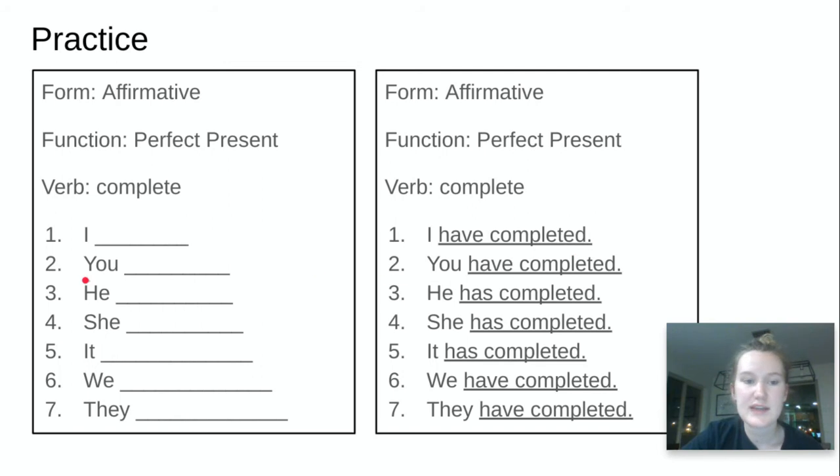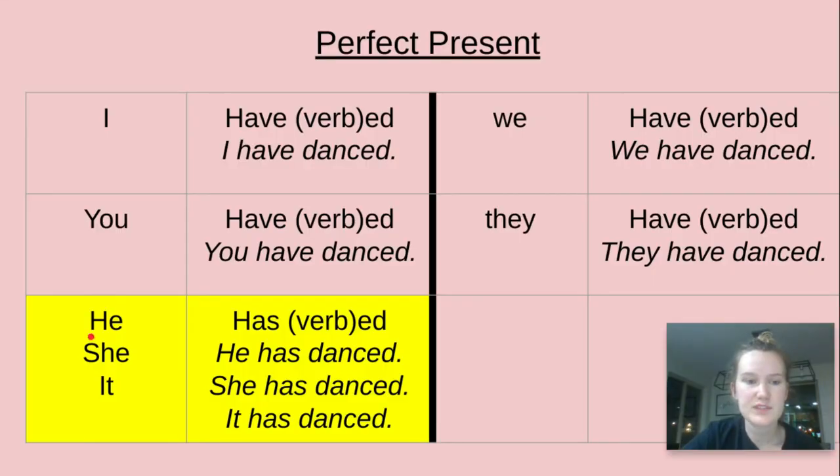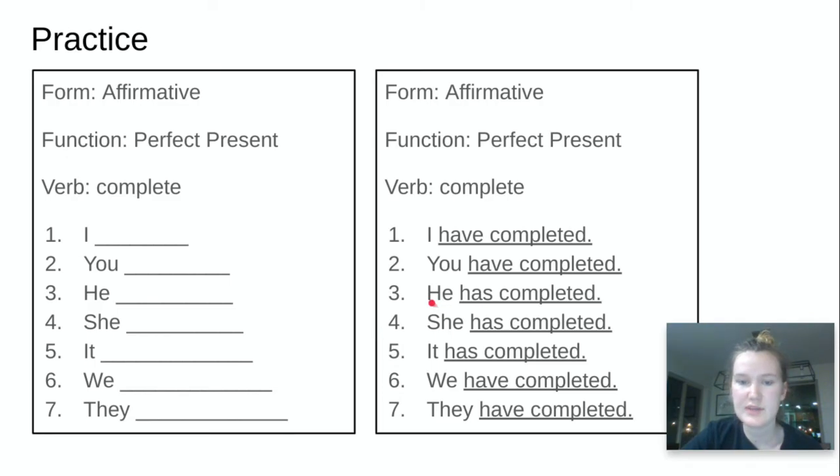Okay? Here's our next one. You have our verb complete, ed on the end. You have completed. Now remember here, our next one, you can look here, is he. So let's go to he, and we can look. We need to add a has, a verb, and then an ed on the end. So that's exactly what we do. He has our verb complete, and then ed on the end. He has completed. And it could be any verb. We could do he has played, he has danced, etc.